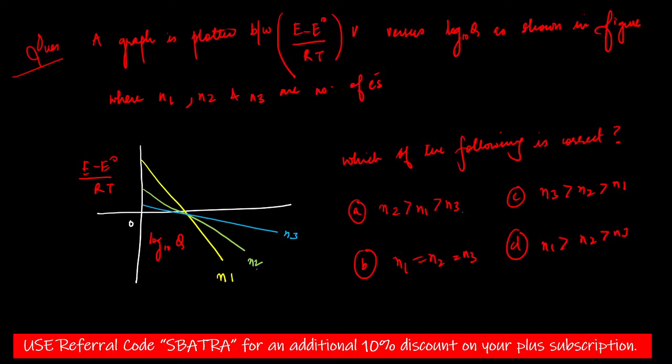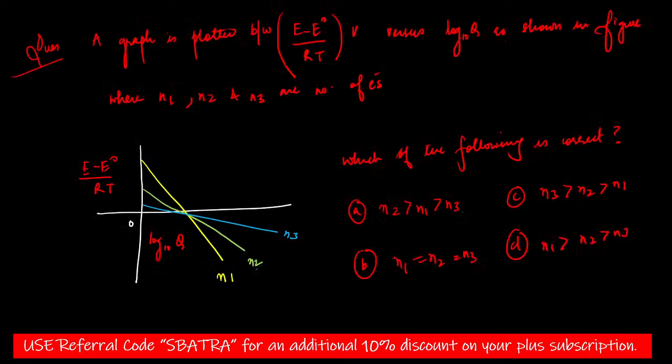All right, so let's solve this question. What is the question saying? A graph is plotted for this type of reaction. So we can write E is equal to E naught cell minus RT by nF log Q. Q is your reaction quotient, basically the amount of your product divided by reactant.